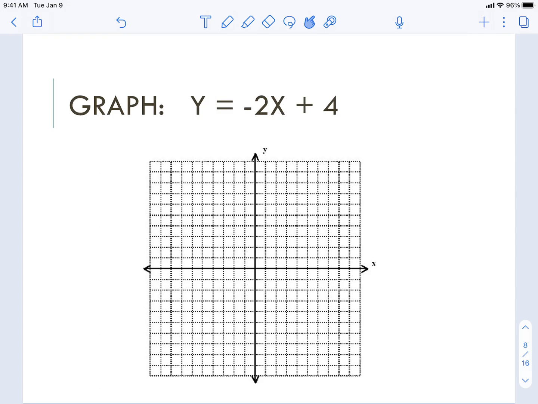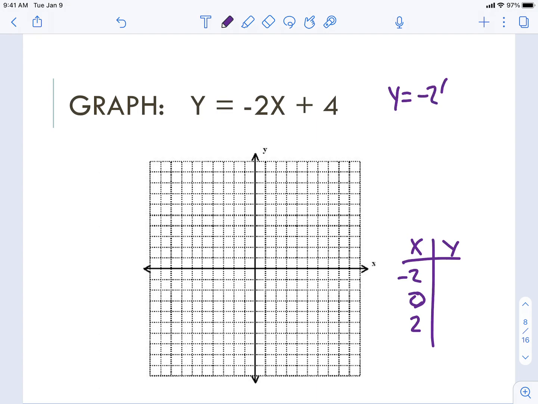All right, graphing this one. I'm going to do a table again for this. So x, y, and I think negative 2, 0, and 2 are going to be pretty safe numbers to do. So y equals negative 2 times another negative 2 plus 4. That is 4 plus 4, which is 8. So y is equal to 8. That means our point is up here, because it's 2 to the left for the negative 2 and then up 8 for the positive 8.